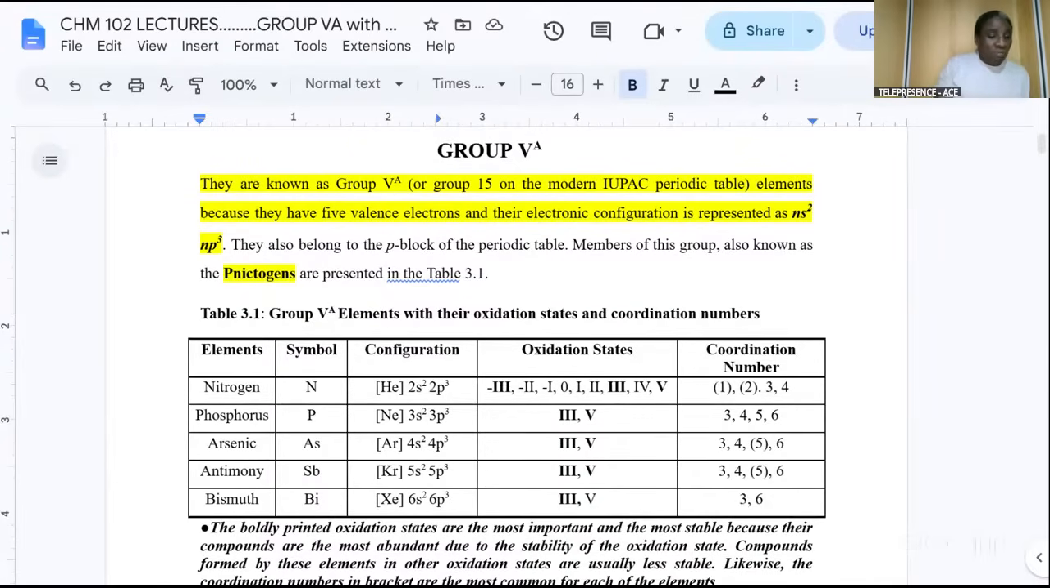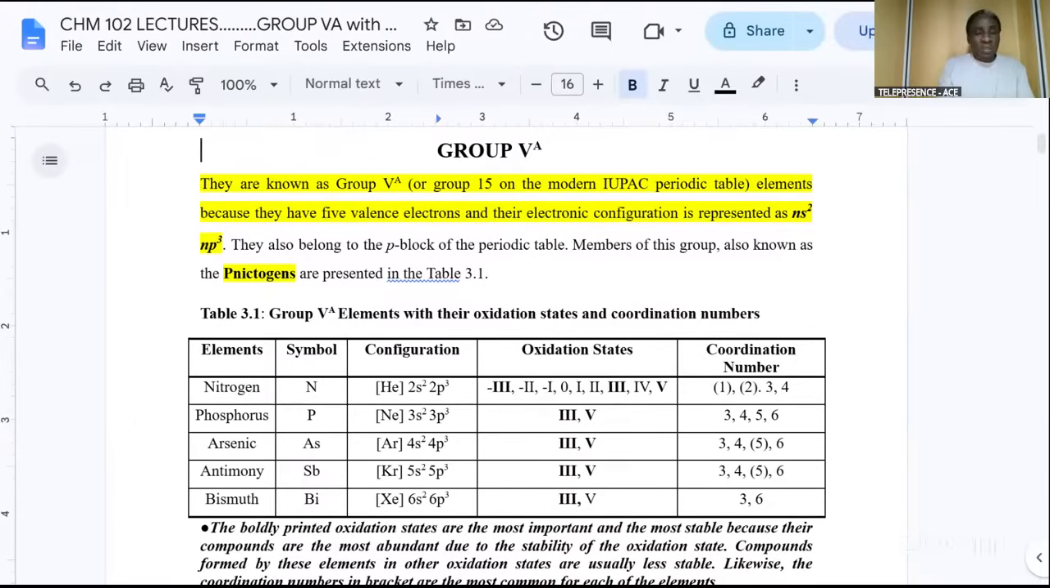Okay, look at the first table, group 5 elements. We have nitrogen, phosphorus, arsenic, antimony, and bismuth. And you will see that all of them have 5 electrons in their outermost shell. You can see that they have different energy levels. The first element belongs to the second energy level. The second one belongs to the third energy level. And that is the reason why most of the time nitrogen cannot expand its octet. The only thing it can do is to form a positive ion, like when it forms an ammonium ion. This ammonium ion is formed by the aid of the lone pairs of electrons that it has.